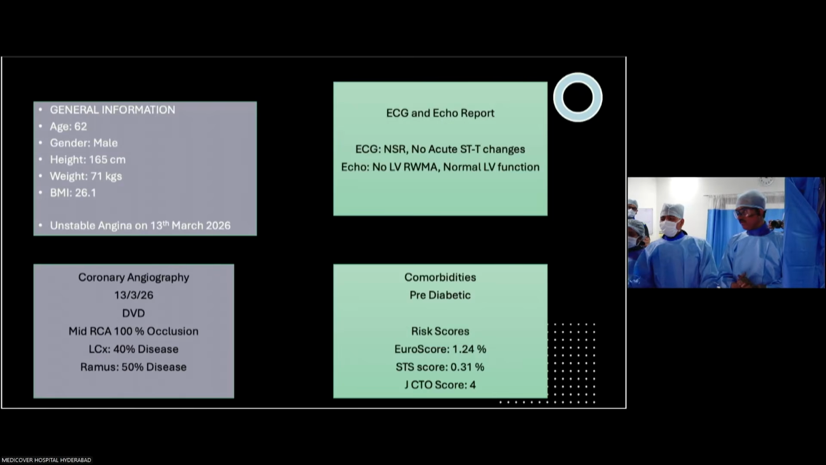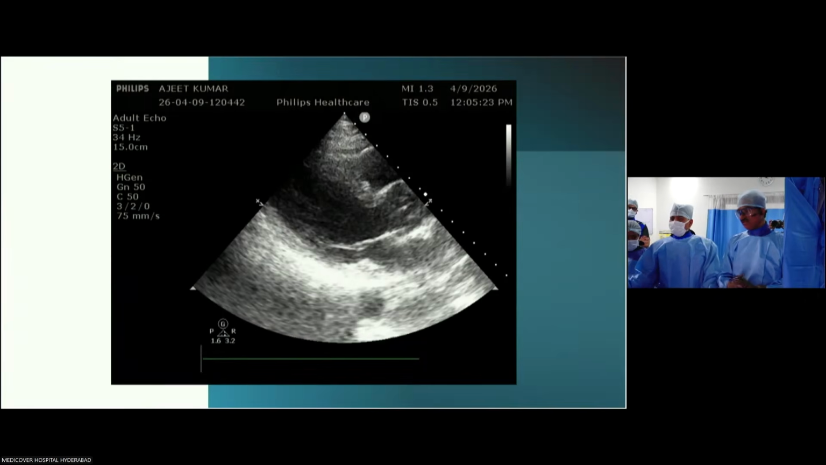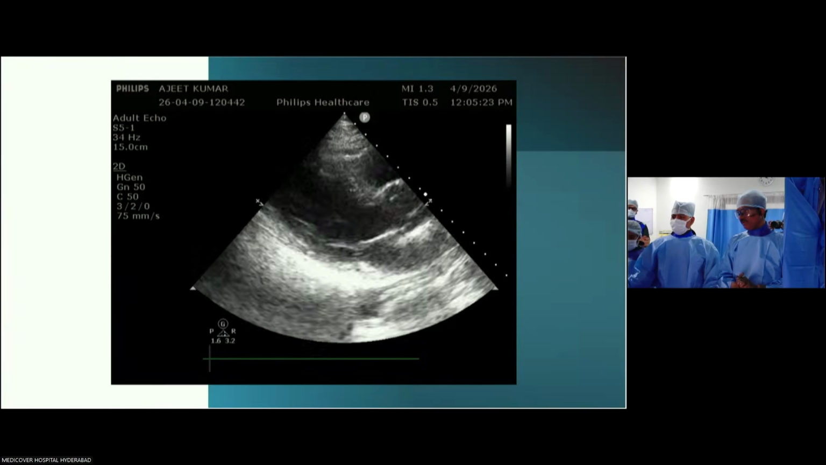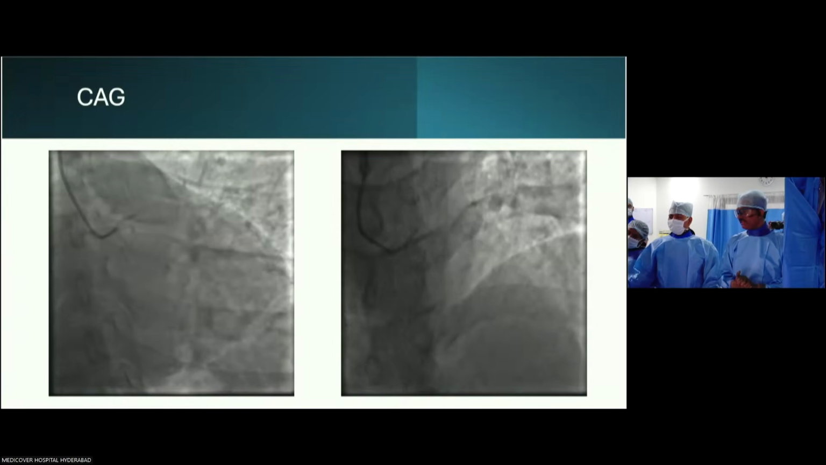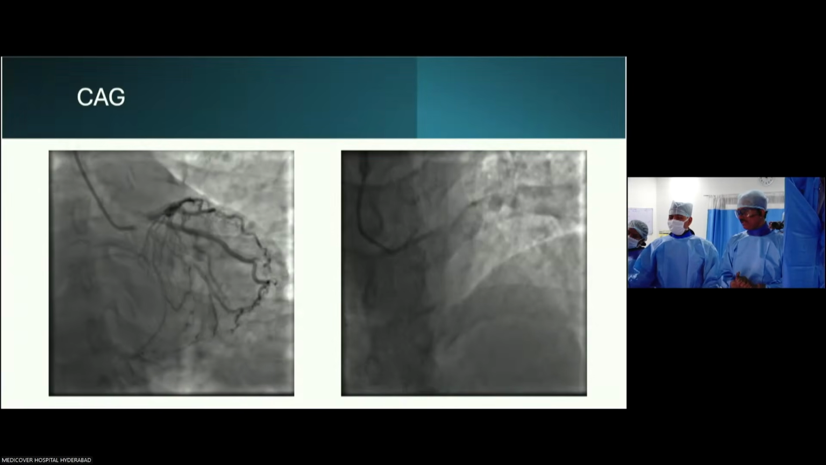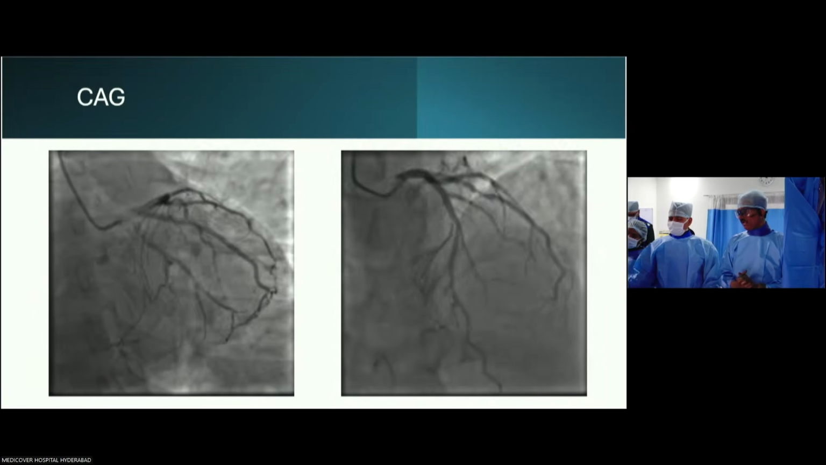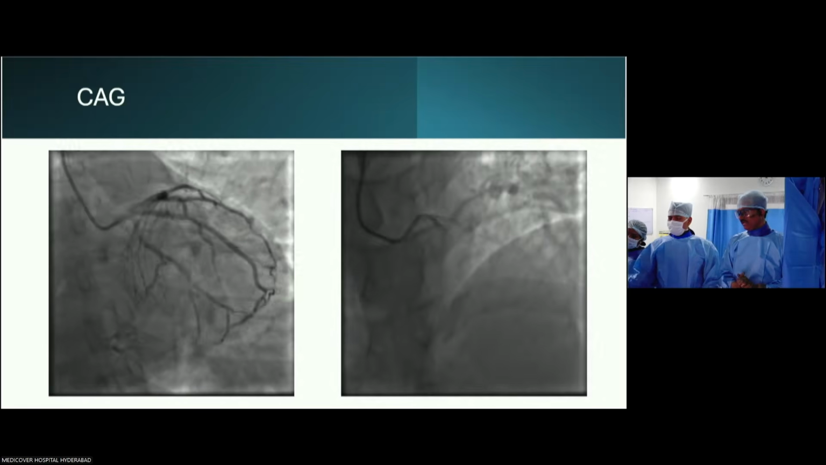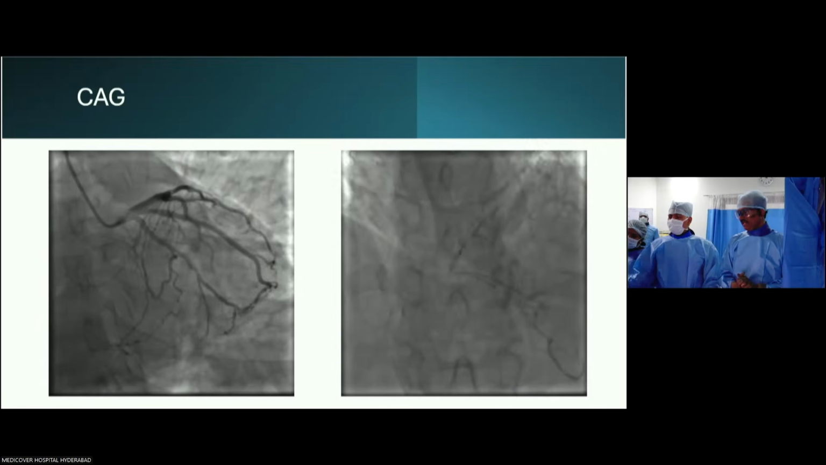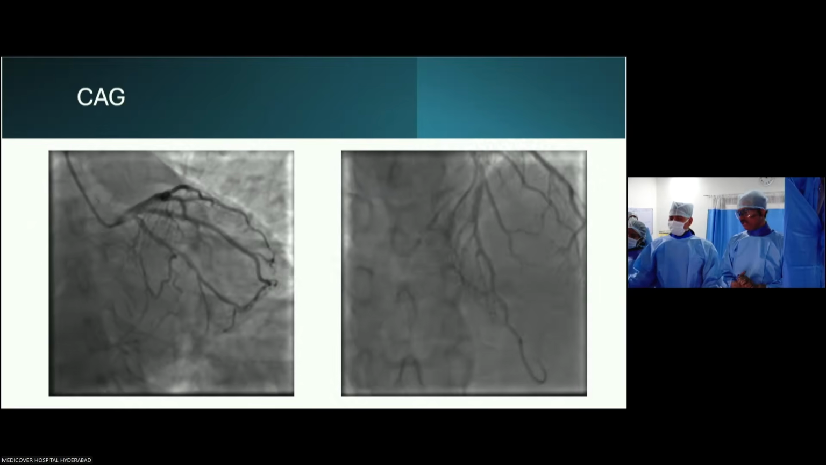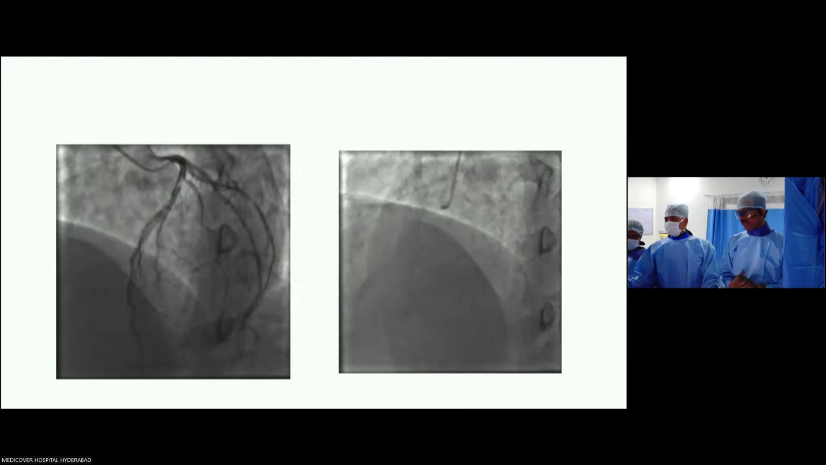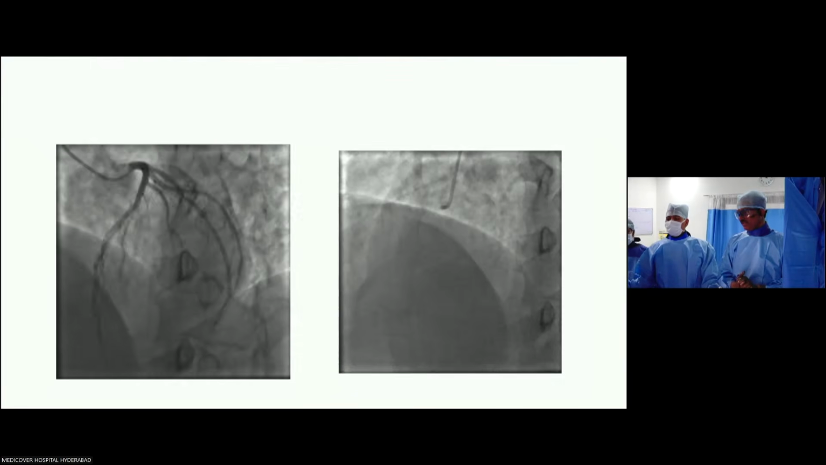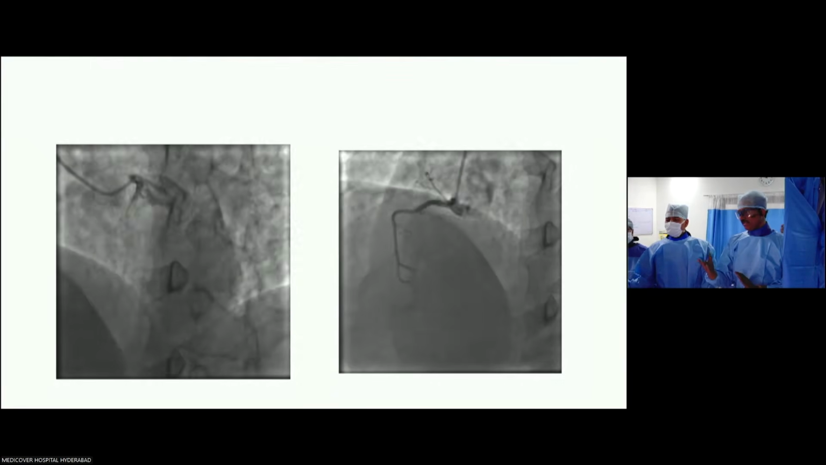This is the echo, for your understanding, that it is normal. Next, this is the angiogram. You can see the left system is pretty okay, except for an intermediate lesion in the ramus. And you can clearly see the RCA is filling retrograde in this case, and there is an apical collateral and a subtle collateral as well.